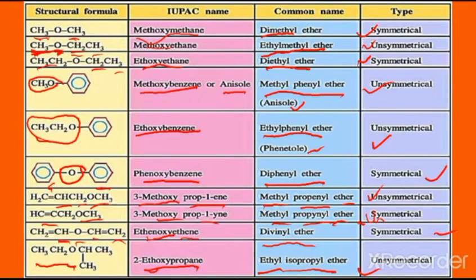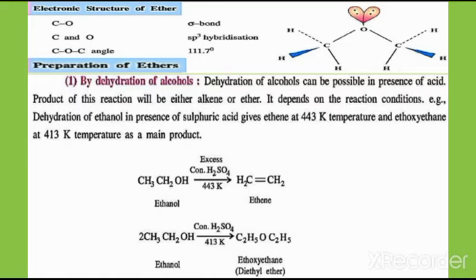So this is about the nomenclature of ethers, and these are mainly two kinds. One is symmetrical and the other one is the unsymmetrical ether.